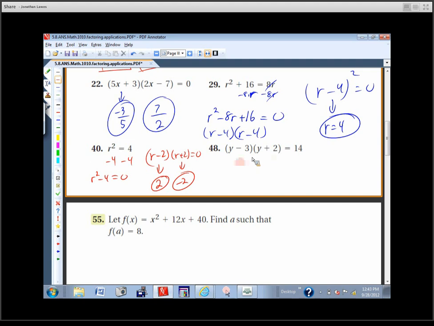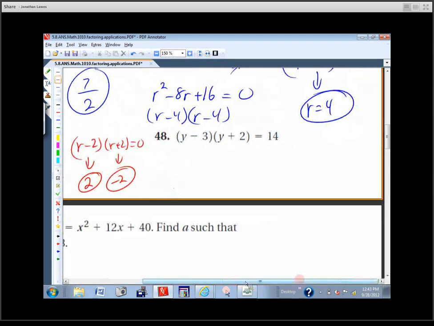Okay, what's really wrong with this one? Not set to 0. Okay, it's not set equal to 0, and it's already factored. But can you just write 3 and negative 2 and say you're done with it? No, because there's no zero property of multiplication. So on this one, you actually have more work to do even though it was already factored.